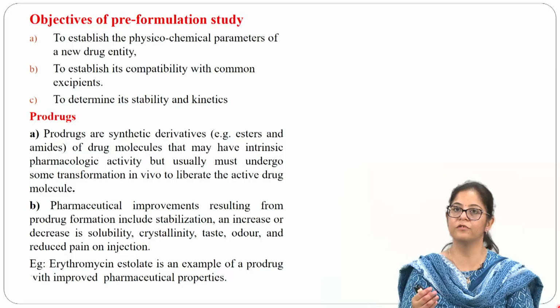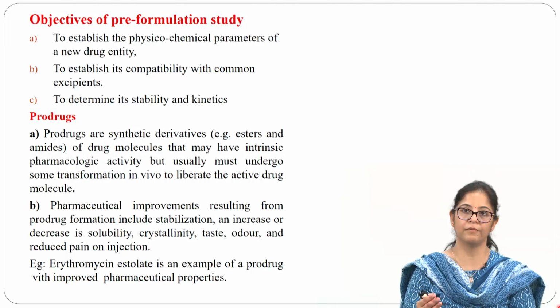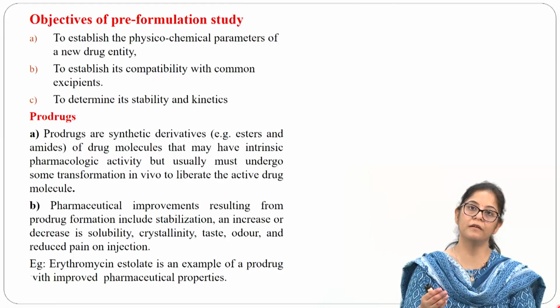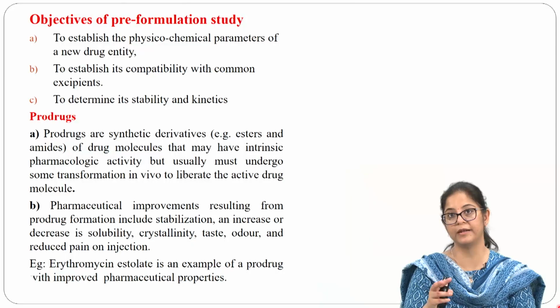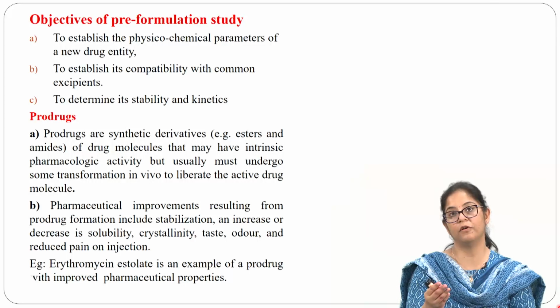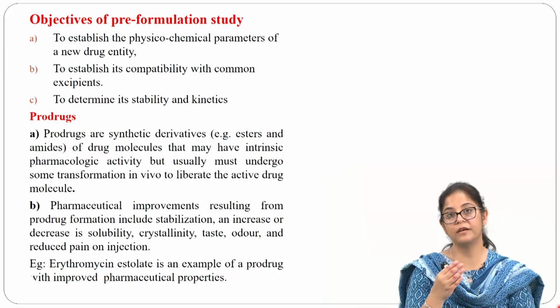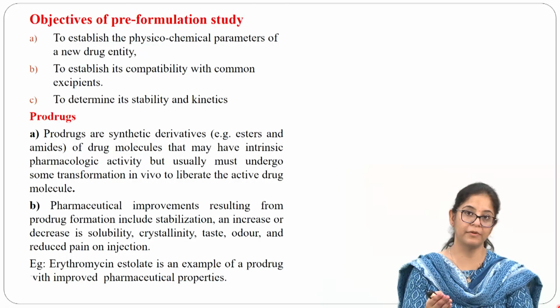For example, erythromycin acetylate is esterified in the body so as to release the erythromycin. The reason is that the parent moiety, erythromycin, is not stable in the gastric juice. So, it is converted into the acetylate form. Now, during pre-formulation, the extent to which the two moieties can be separated can be studied.